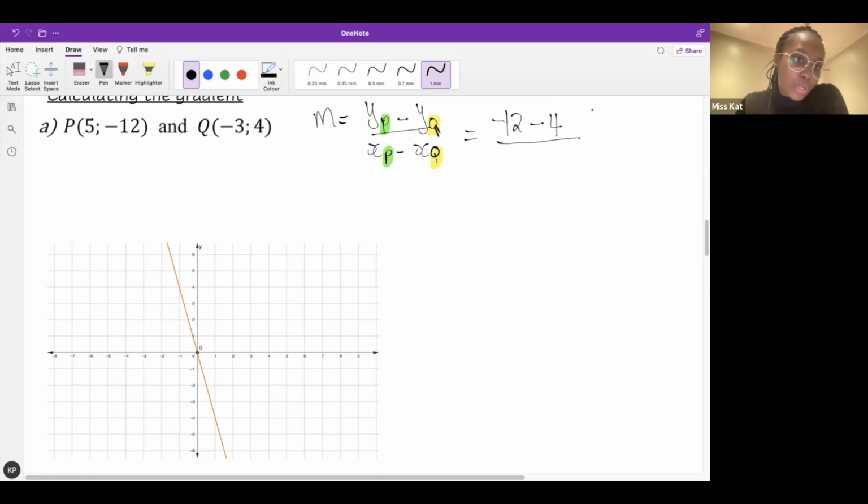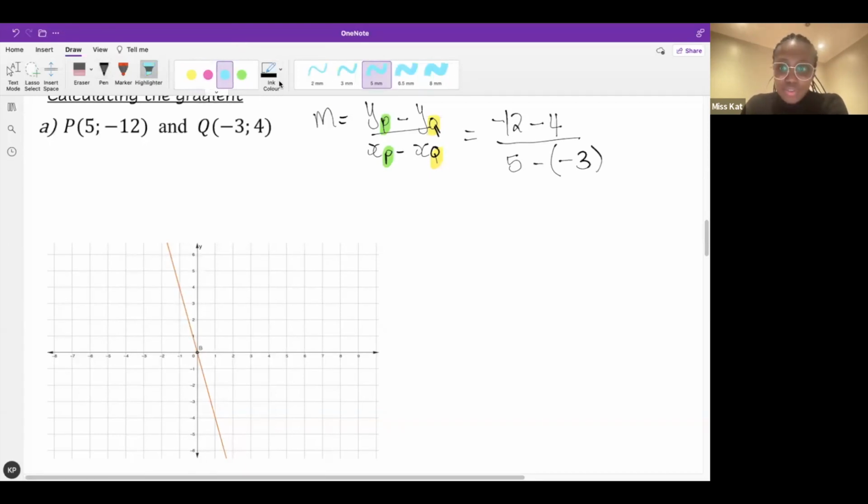Divided by the x coordinate for P. So we're back to the point P. The x coordinate for P would be 5. Minus the x coordinate for Q, negative 3. Beautiful. I hope we all understand our substitution, okay?